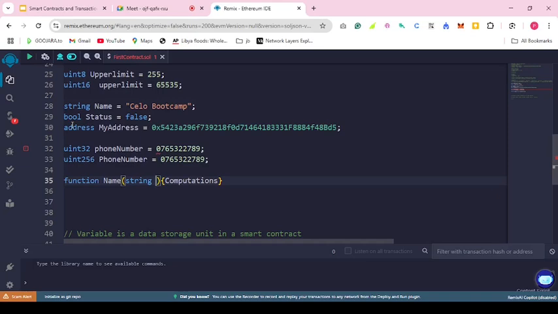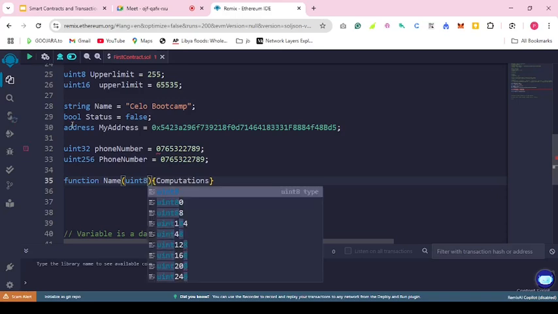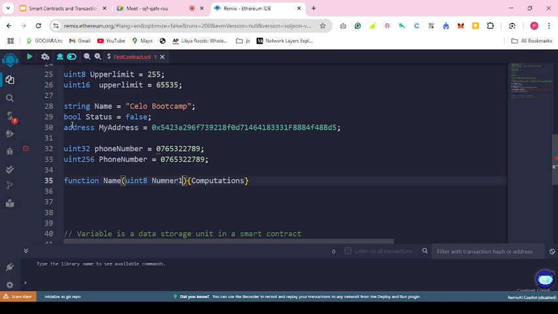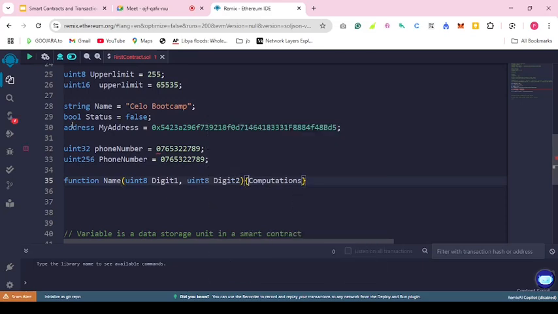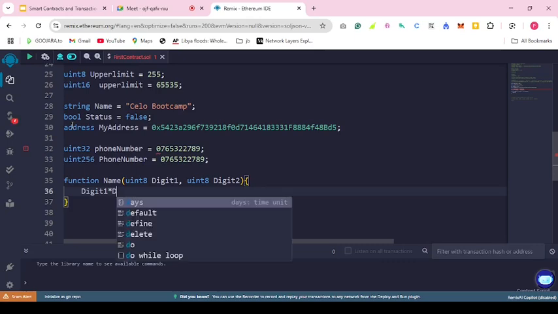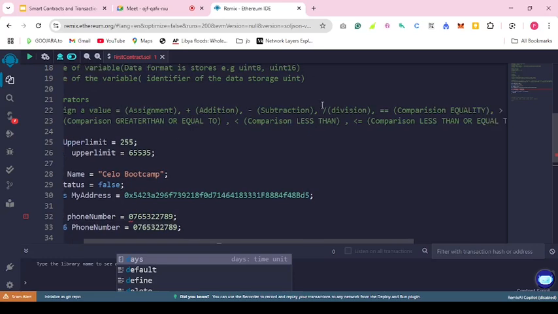So I can give it a name, maybe say it's going to be the name. Or perhaps let me use numbers. Perhaps I want to do something like a calculation. So maybe I want to calculate a uint8, which is going to be number 1 or digit 1. These are all just placeholders. Another uint8, which is going to be digit 2. Then I do the computations here inside the function. And I would say maybe I want to multiply the digit 1 by the digit 2. Okay, I think the symbol I forgot to put here is the multiplication symbol.